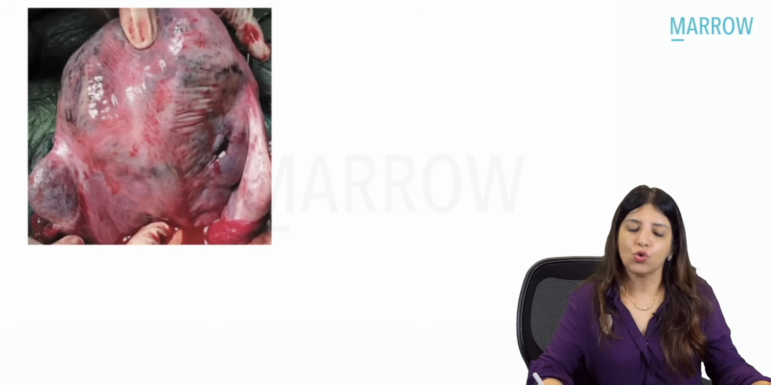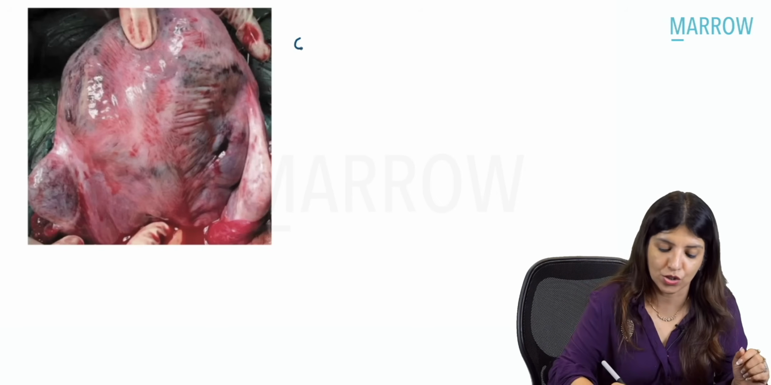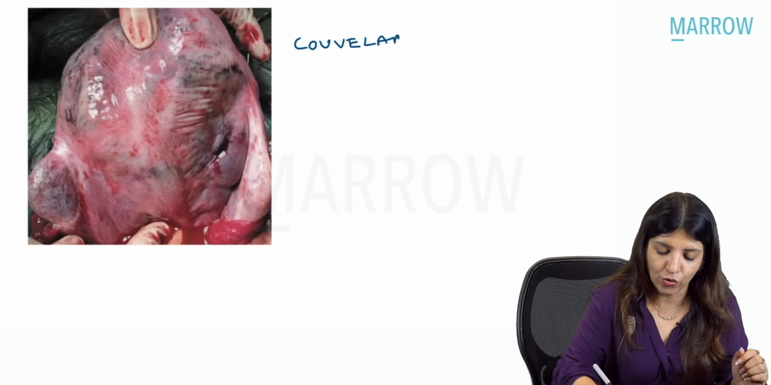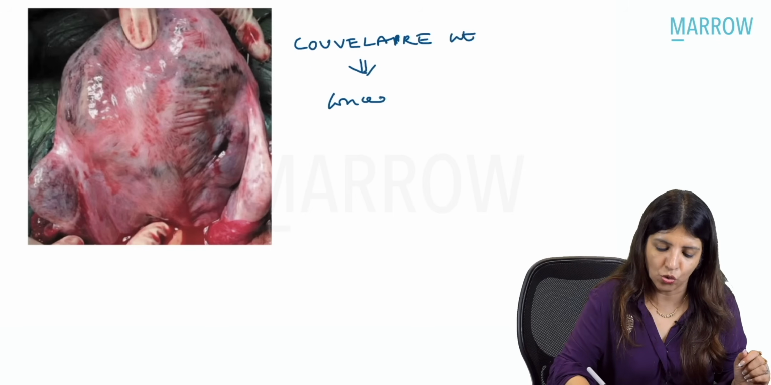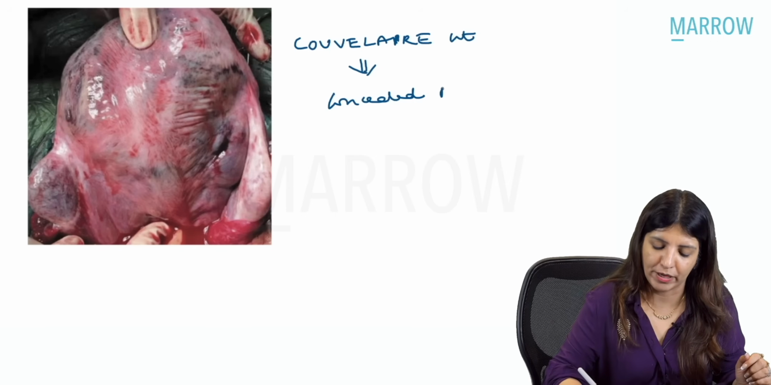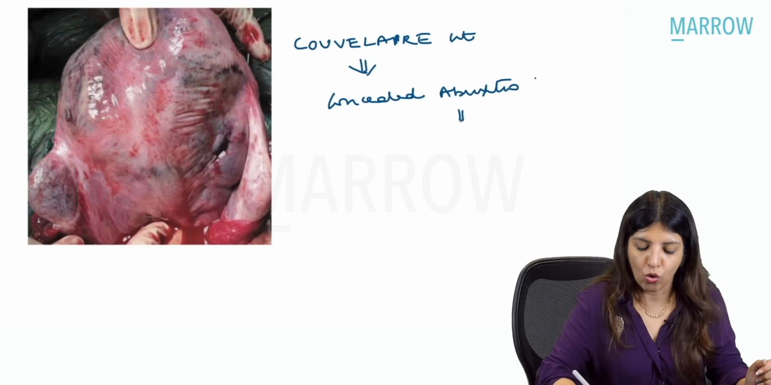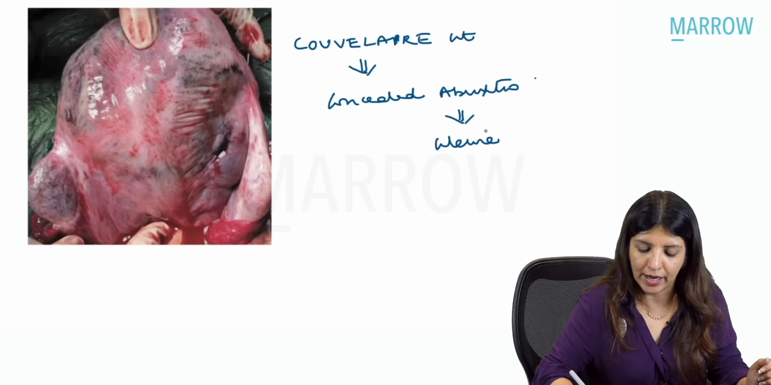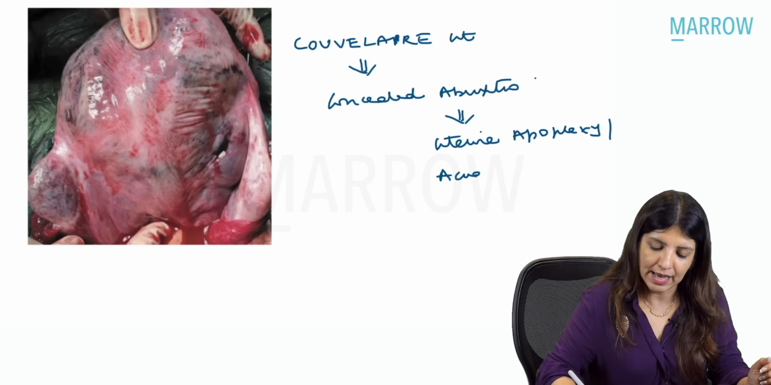Right? Now, this over here, it appears as if there are lots of bruises seen on the uterus. This is what is called Couvelaire uterus. Couvelaire uterus is seen in the concealed variety of abruptio, because blood is going to enter into the myometrium of the uterus. Remember, abruptio is also called uterine apoplexy, and abruptio is also called accidental hemorrhage.